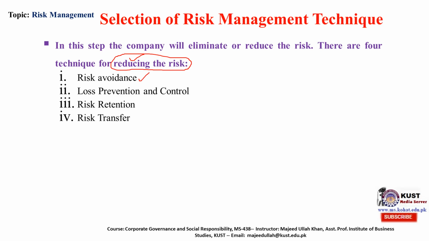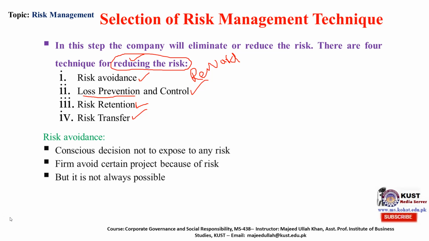First is risk avoidance, to avoid a risk, but sometimes it is inevitable because the company will take a risk to get a reward. Second is loss prevention and control. Third is risk retention: you do not take any action and stand still to bear the risk. The fourth is risk transfer. This is basically insurance, etc.